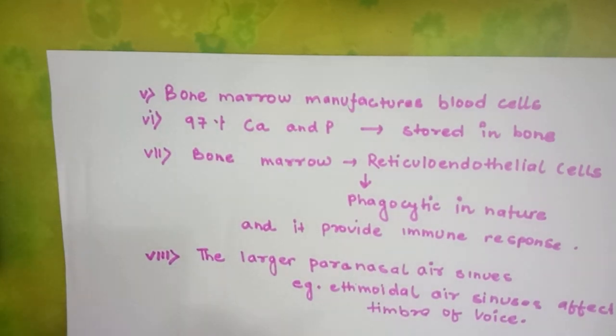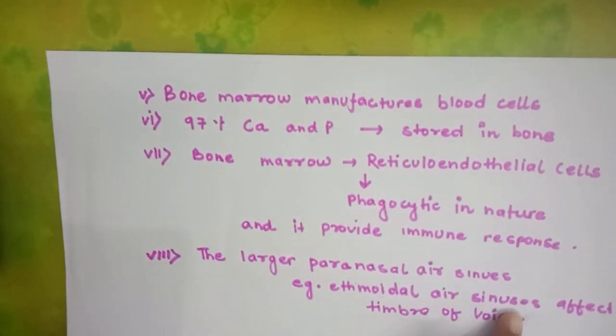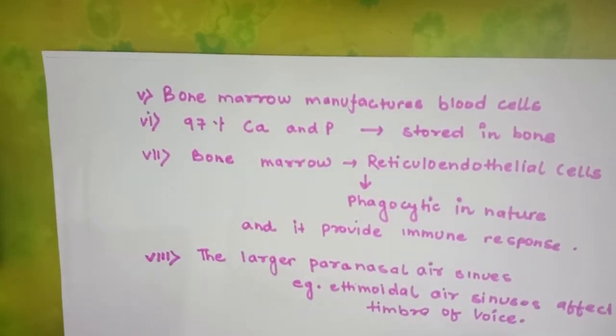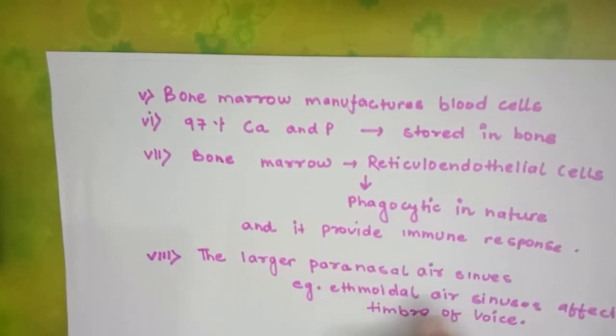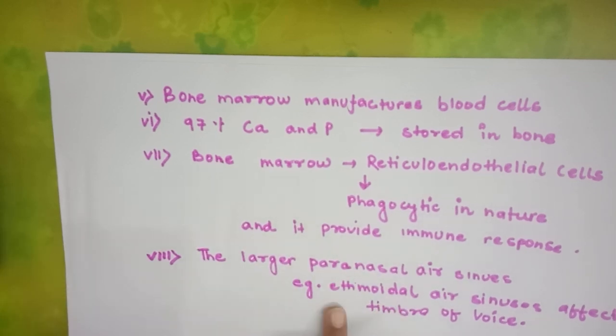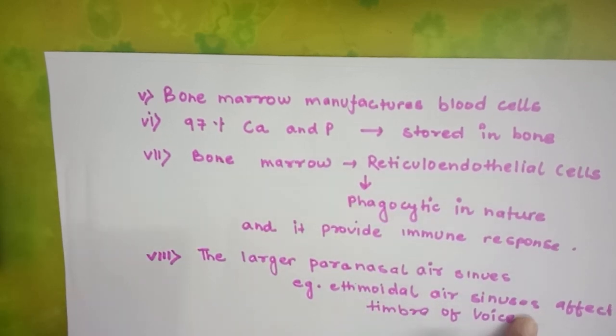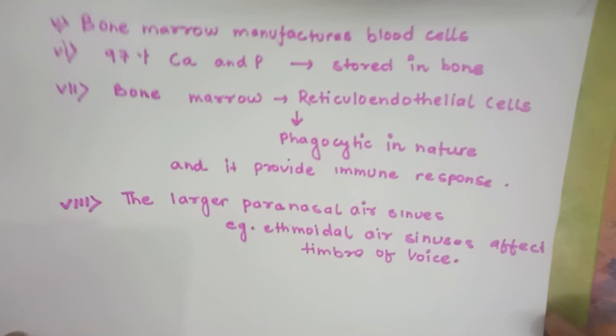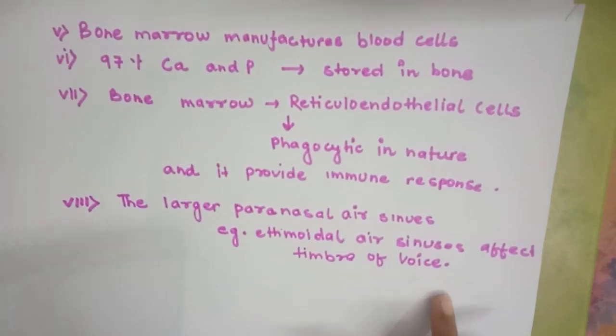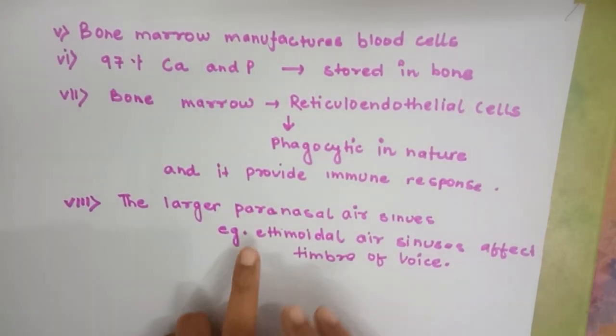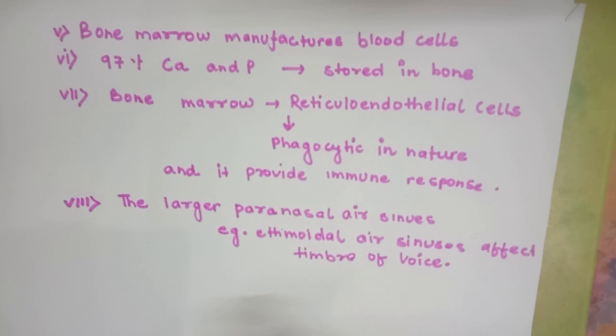Eighth function is the larger paranasal air sinuses. For example, the ethmoidal air sinuses affect the timbre of voice. So these paranasal air sinuses, which are present in certain bones, for example in ethmoidal bones we have ethmoidal air sinuses, affect the timbre of the voice. It means the tonicity or the quality of tone is improved with the help of these paranasal air sinuses. So these are the very important functions of bone.